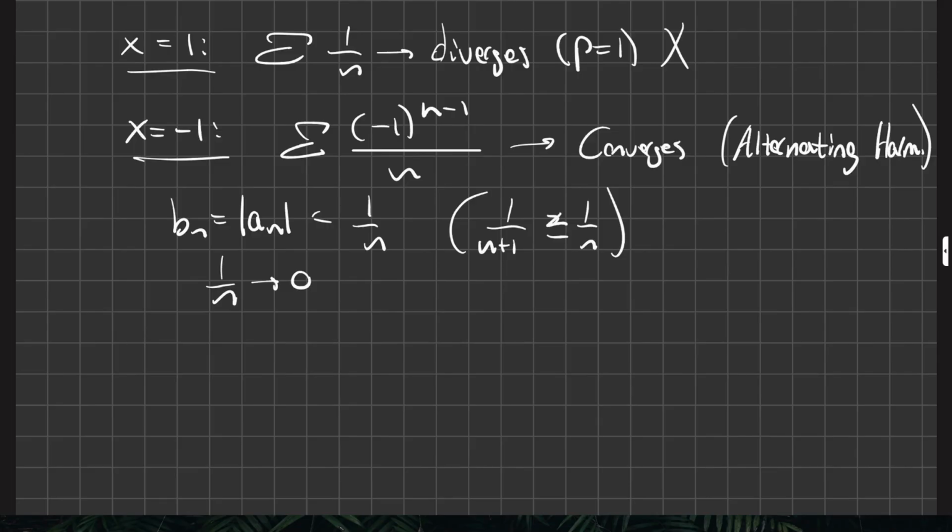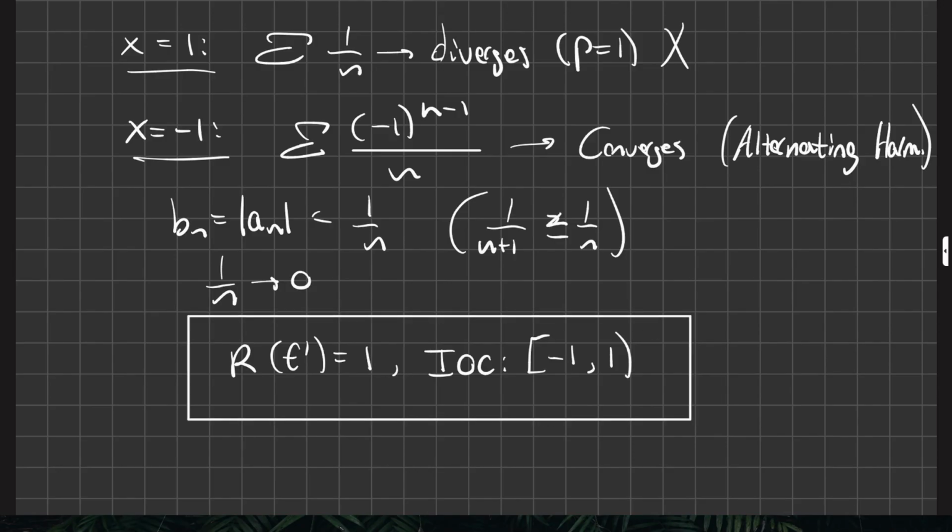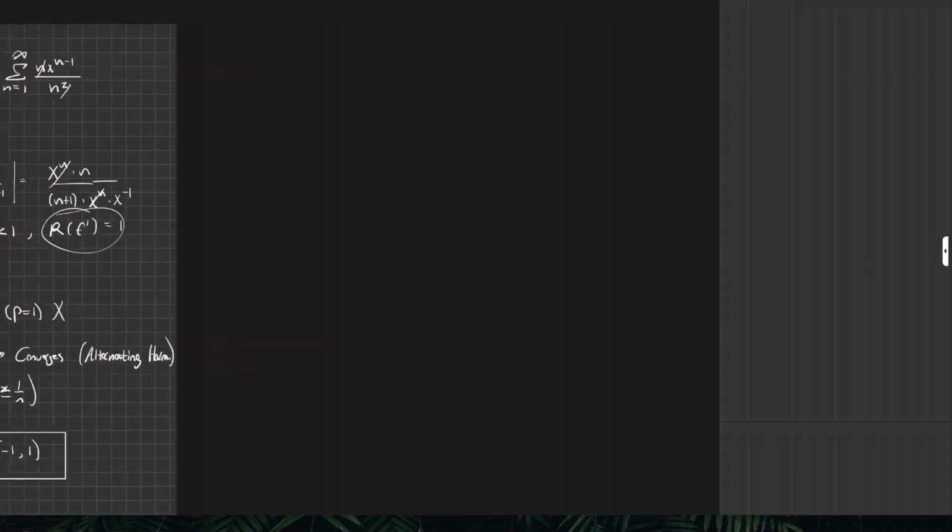So what do we have? Our radius for f prime is 1, and our interval of convergence is -1 to 1, written as such: brackets at -1 and parentheses at +1. Okay, now we'll do f double prime. So we want the radius and interval for f double prime.